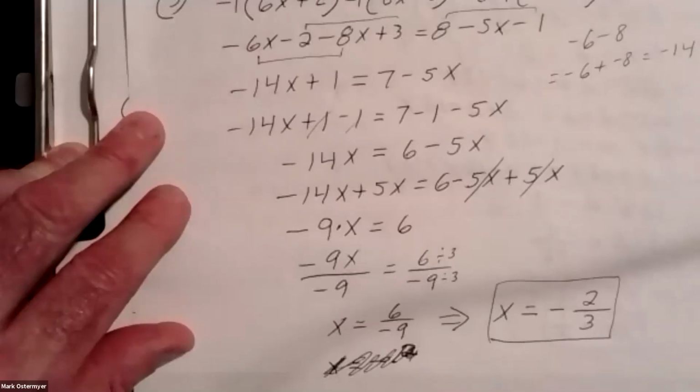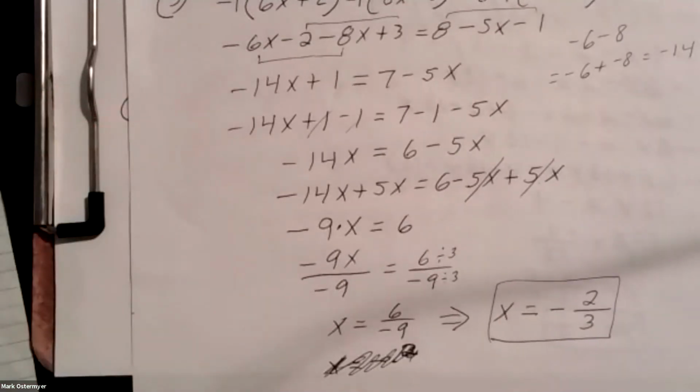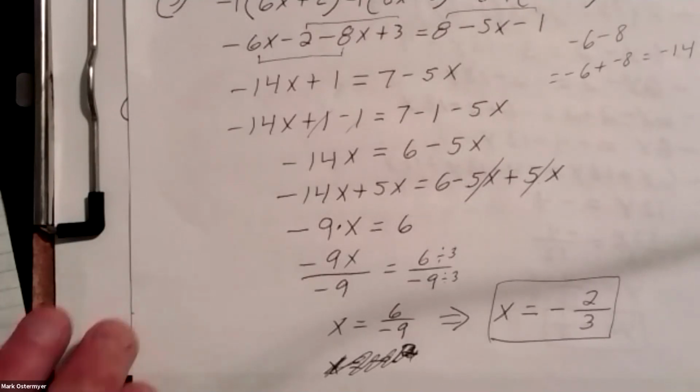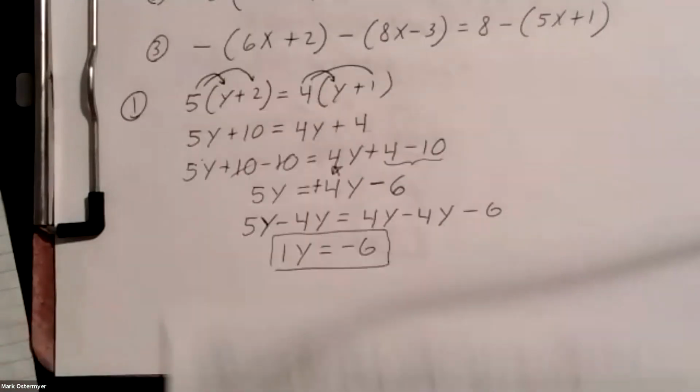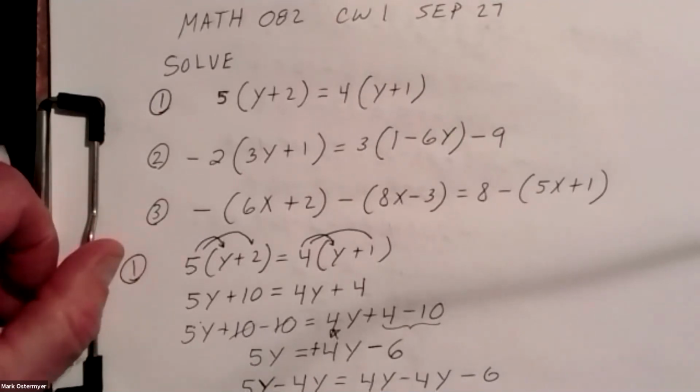All right. So there you go, ladies and gentlemen. We now have solved that equation, and that was the last one, negative 2/3 there. So we'll call this classwork number 1, okay? Classwork number 1. Okay. Let's put that away. Move on.